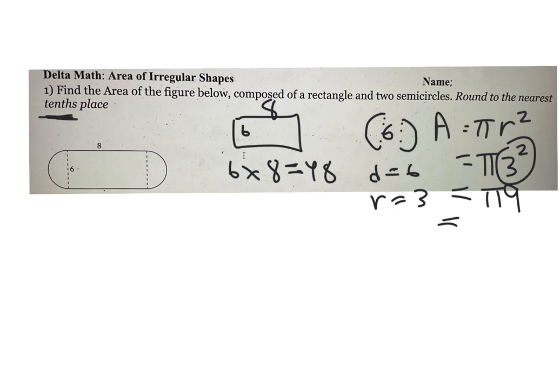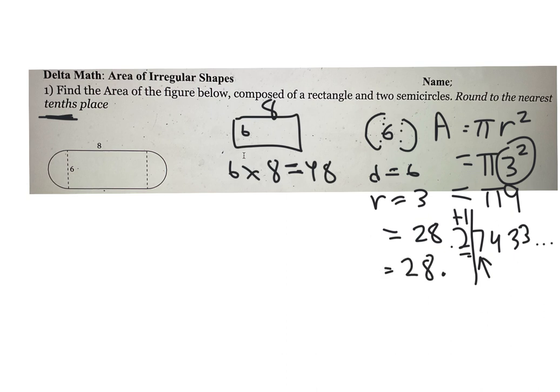But they want us to round it to the nearest tenth place. So we're going to have to calculate that out and see what that would be rounded. Well, that's going to be 28.2743, and it's going to keep on going for a bit. And if we round it to the nearest tenth place, we got to look at the number in back of it. And that's a 7. And 7 is higher than 5, so that means we're going to add 1 to the tenths place. Going to get 28.3. And last but not least, we're going to add 48 plus 28.3.